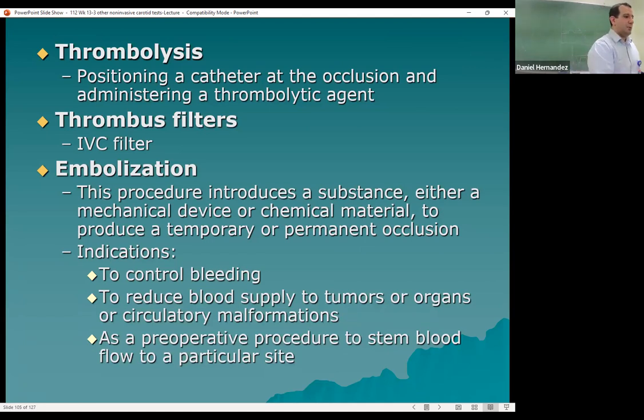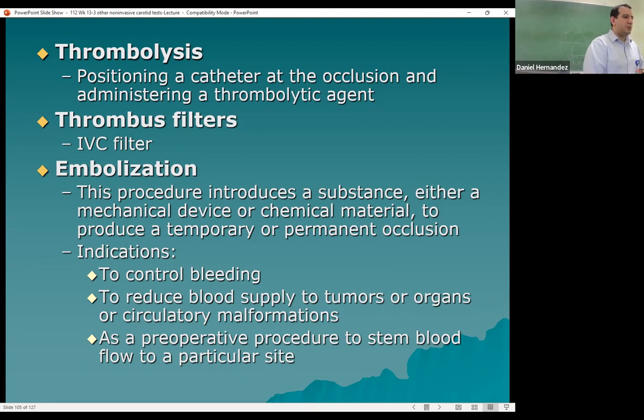We can also do thrombolysis. So we can administer thrombolytic agents or medicines that are designed to actually dissolve and break down these thrombuses in particular areas under the guidance of fluoroscopy. We also use it to place our IVC filters or thrombus filters. Just remember these IVC filters are placed typically below the level of the renal veins in order to prevent thrombus from entering into those renal veins and creating nephrotic syndrome.